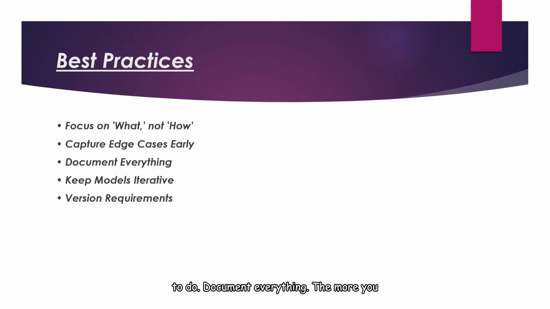Document everything. The more you document, the clearer your design will be down the line. Keep models iterative. Requirements and models evolve over time, so don't try to be perfect upfront. Start simple and iterate as you go. Version your requirements. As requirements change, make sure to keep track of the versions so you can reference them later if needed.